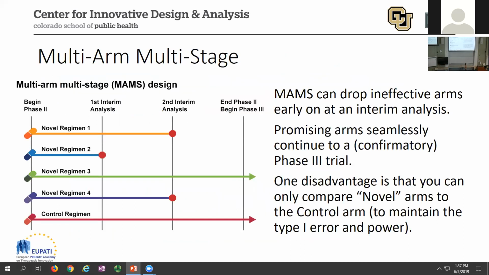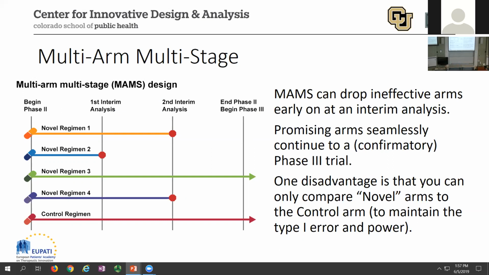Another really popular approach is the idea called multi-arm, multi-stage designs. We see here a similar setup. At the left of our European Patients Academy image, we have 4 different novel treatment regimens we're considering, and 1 shared common control regimen. One of the advantages is that we're not going to do 4 separate trials with 4 independent control arms, where we have treatment 1 to control and a different trial with treatment 2 to control, all happening simultaneously. We're going to design one study that includes them all within one approach and one protocol.